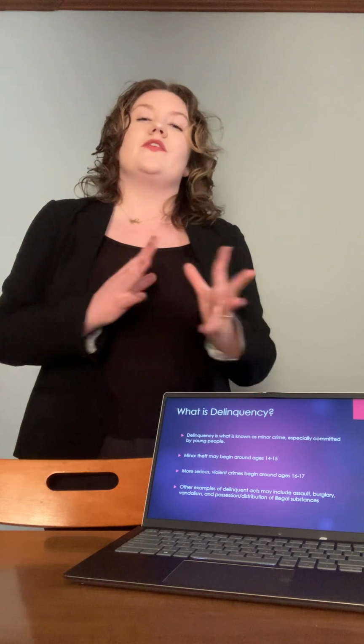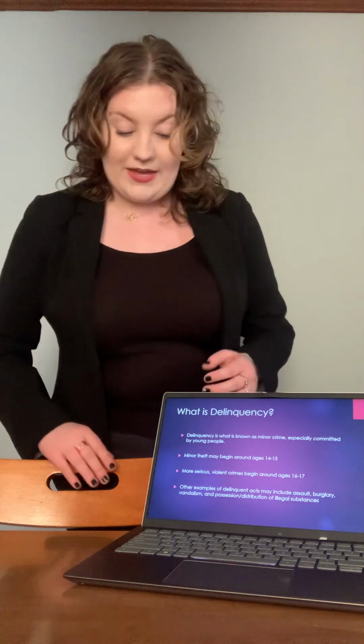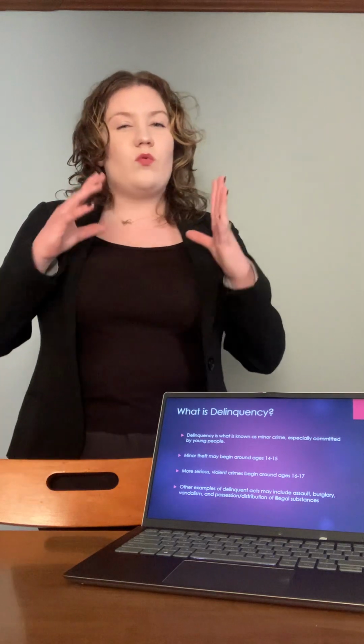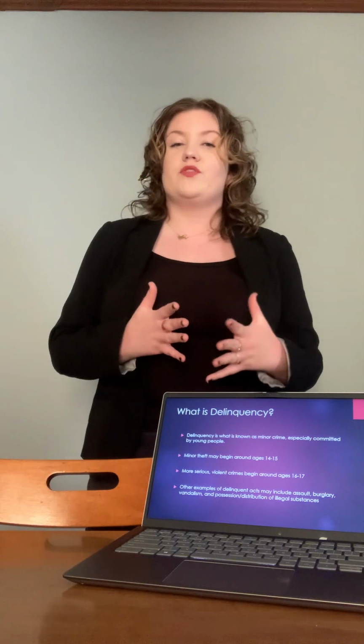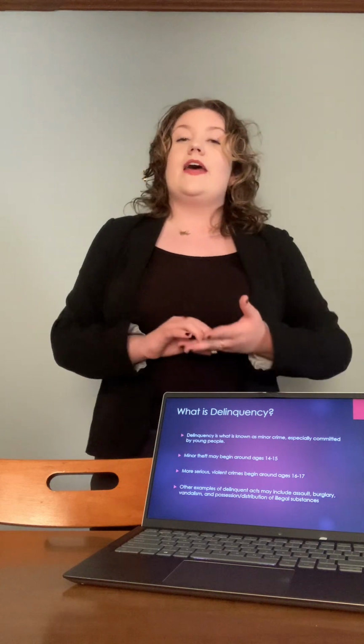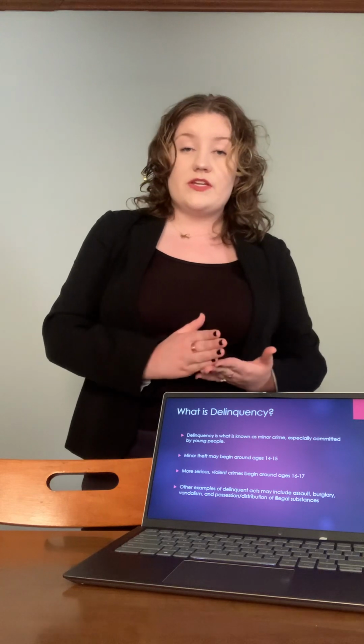Okay, so what is delinquency? Delinquency is known as minor crimes, and typically they're committed by younger people, okay? And these younger people tend to be minors, and a minor is anybody under the age of 18, okay? So minor theft is kind of what they start out committing. That's the most common crime they start out committing. And they start committing minor theft around the age of 14 to 15, okay?